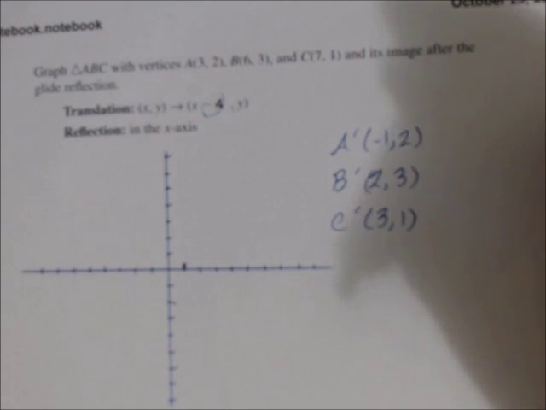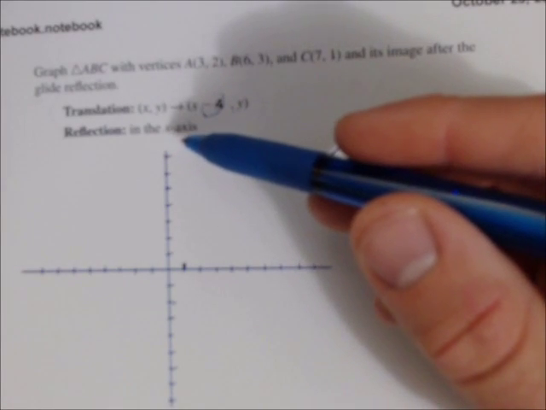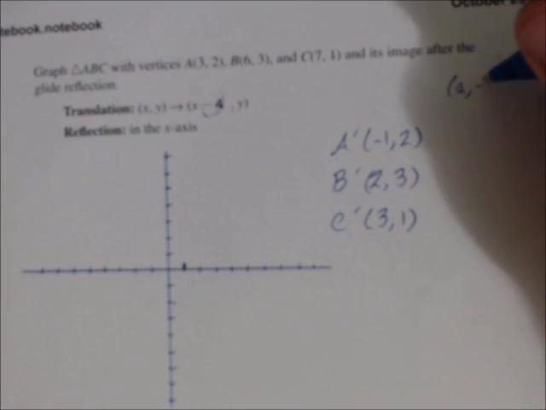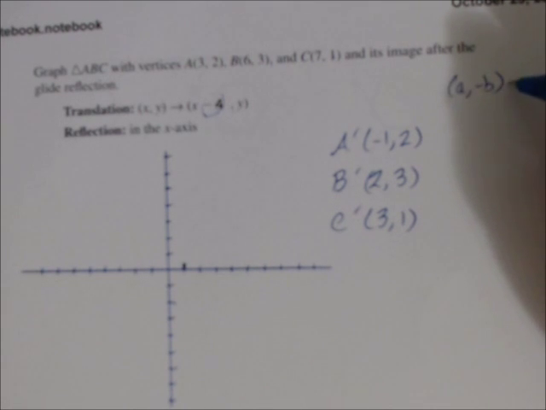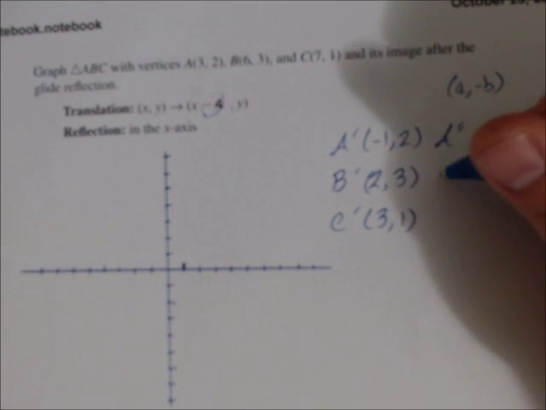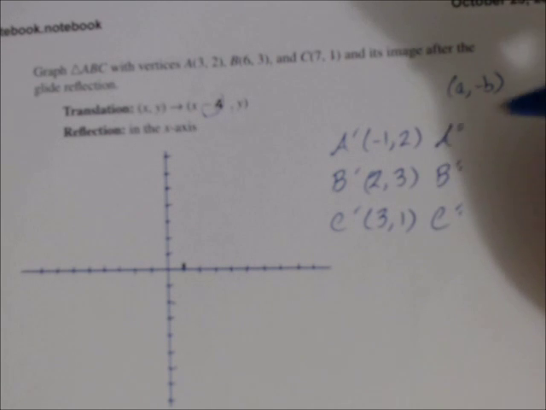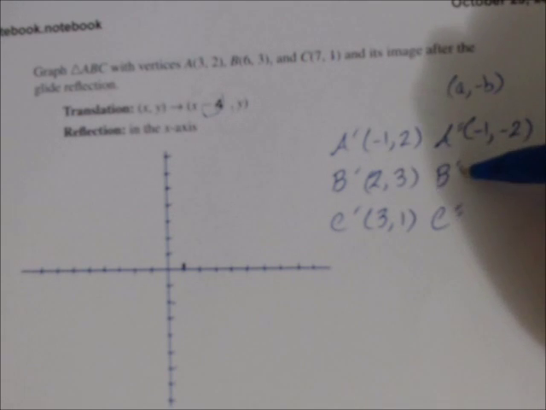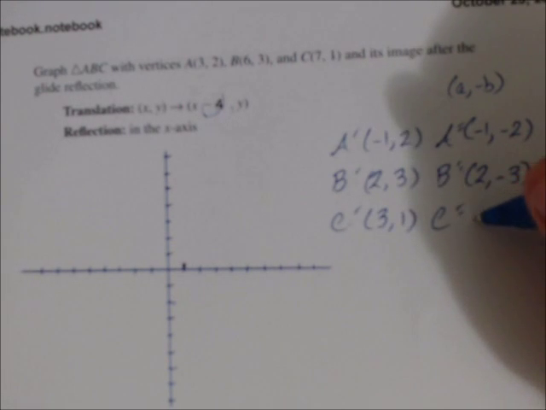And then using our rule for reflection in the x-axis, which takes (a, b) to (a, -b), the new points are found by changing the sign of the y value. So for A double prime, we're going to have the same x value, and we change the sign of the y value. That new coordinate should be (-1, -2). For B double prime, we should have (2, -3). And then for C double prime, we should have (3, -1).